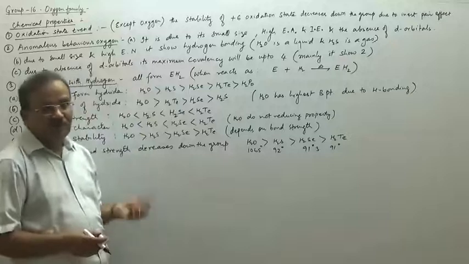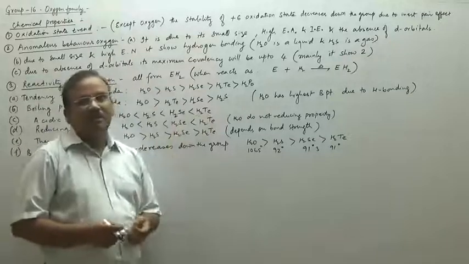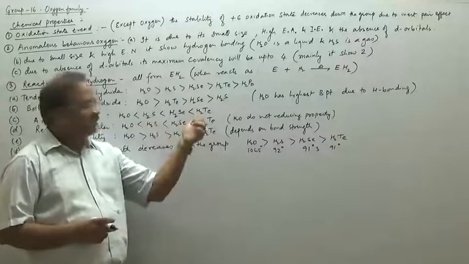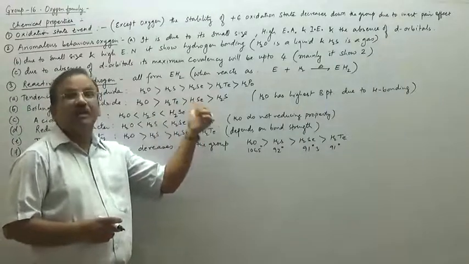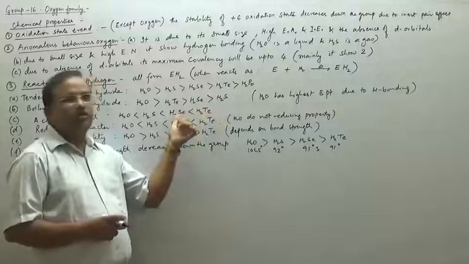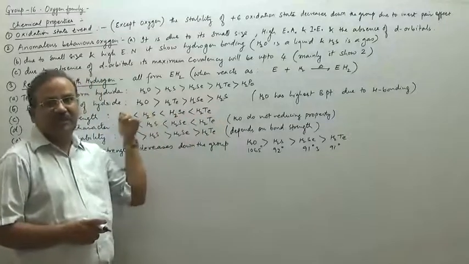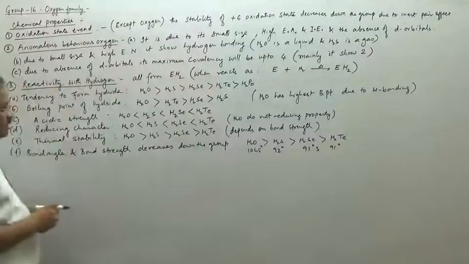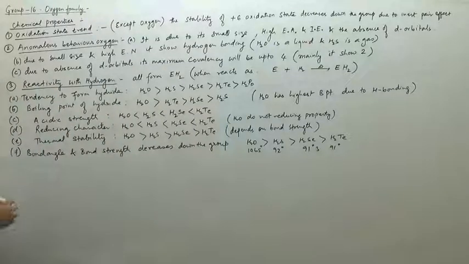We already discussed that part in ionic equilibrium. This is in the order of 10 to the power of minus 3, the Ka values. This is 10 to the power of minus 4. This is 10 to the power of minus 7. And this is 10 to the power of minus 16. So that is how we check the acidic strength of these elements.